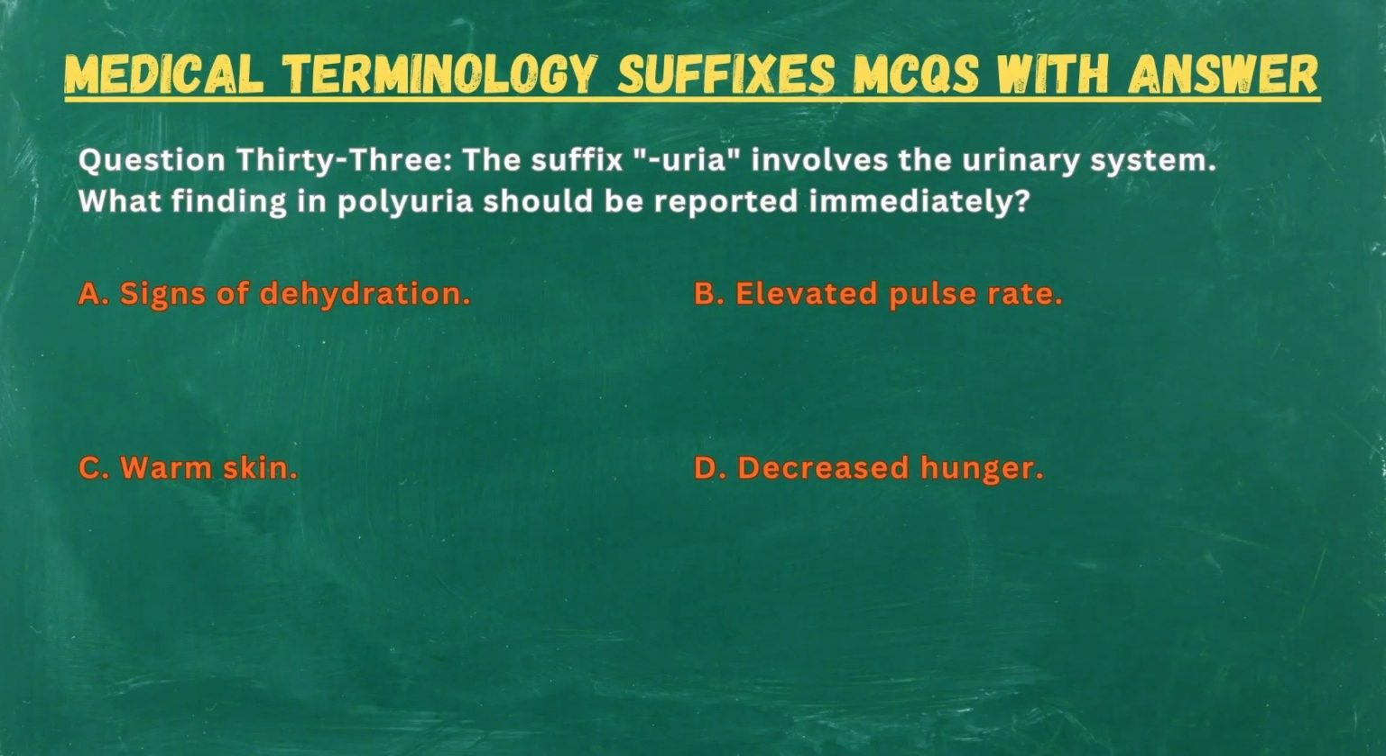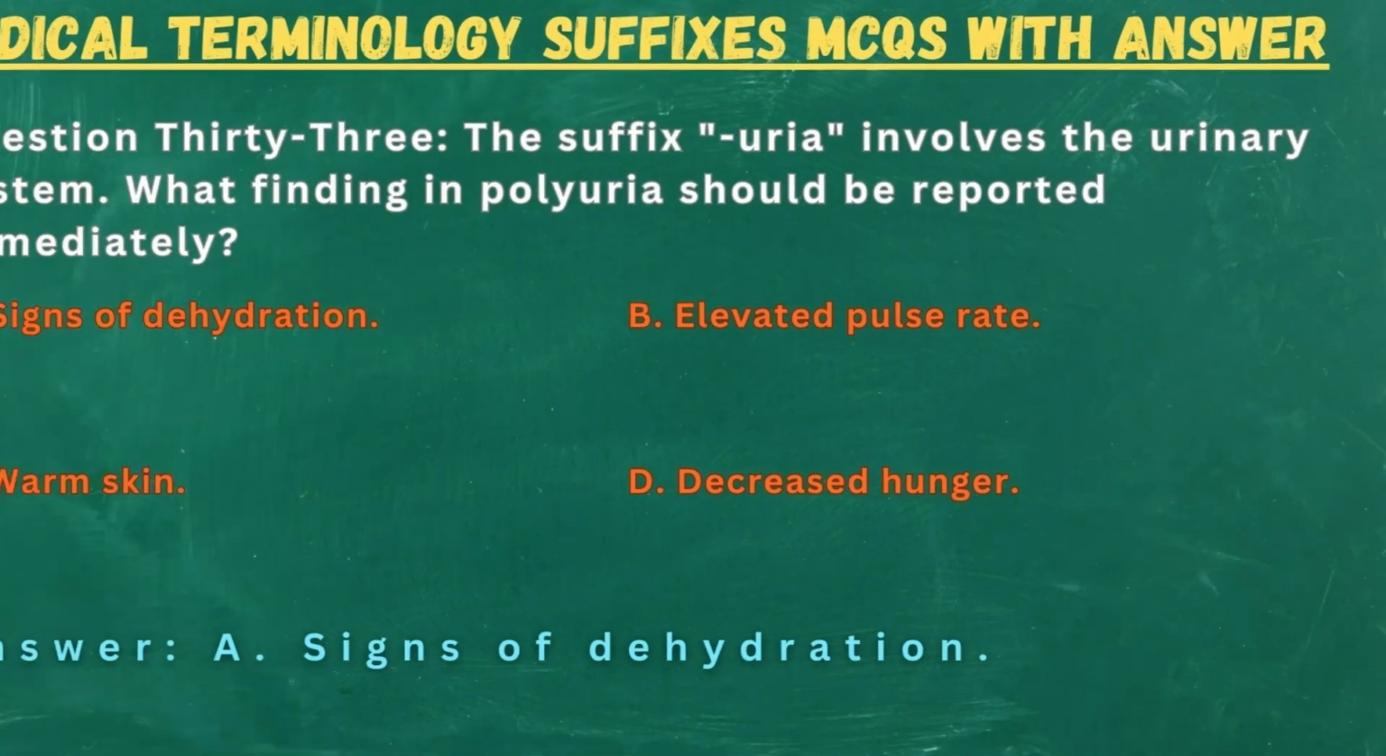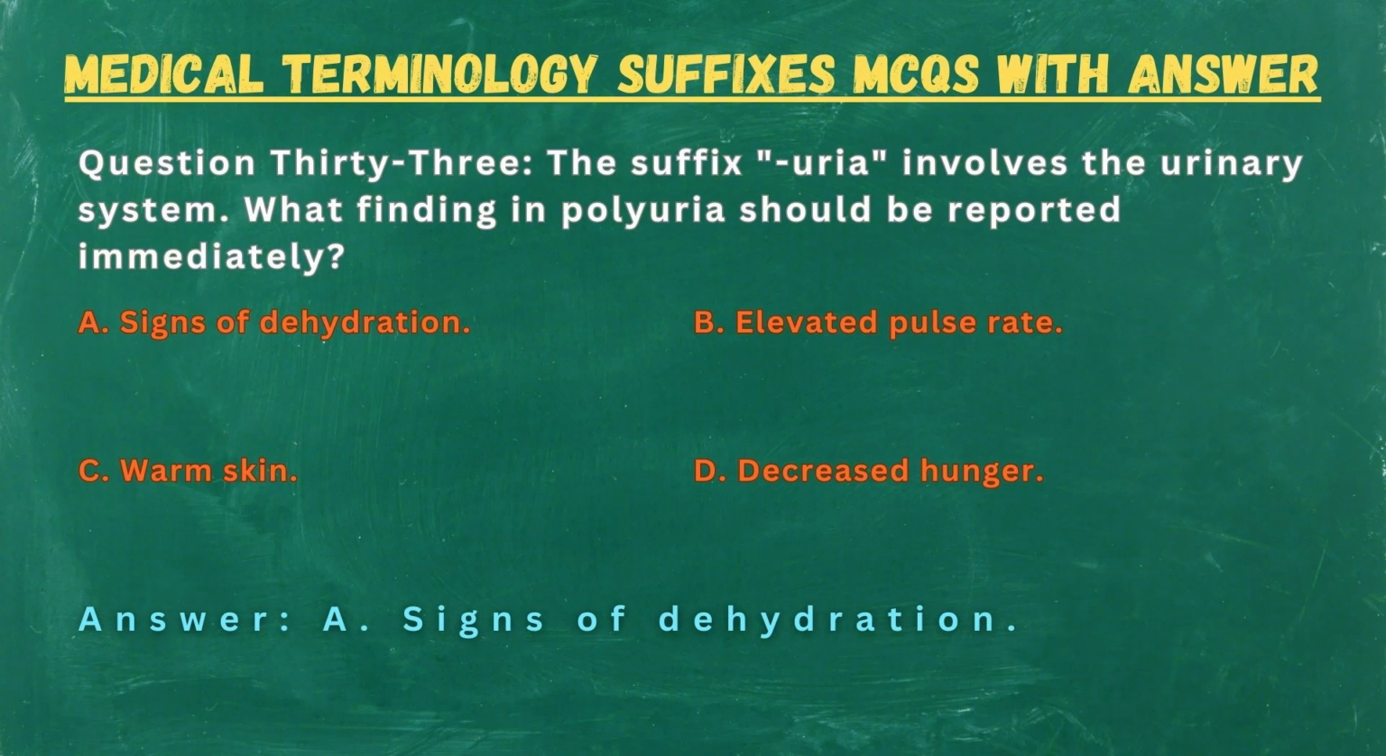Question 33. The suffix urea involves the urinary system. What finding in polyuria should be reported immediately? A. Signs of dehydration. B. Elevated pulse rate. C. Warm skin. D. Decreased hunger. Answer A. Signs of dehydration.